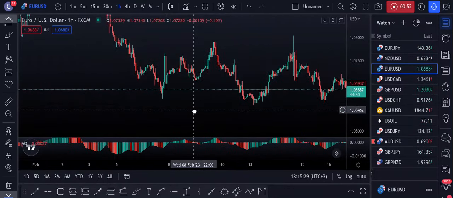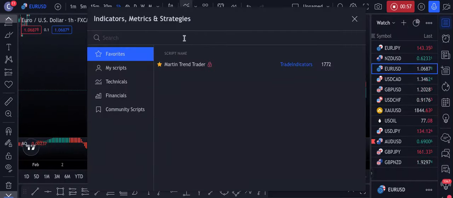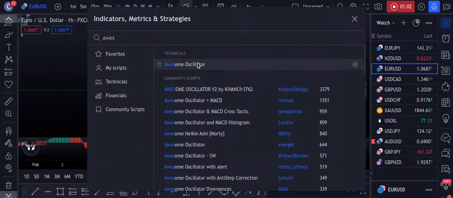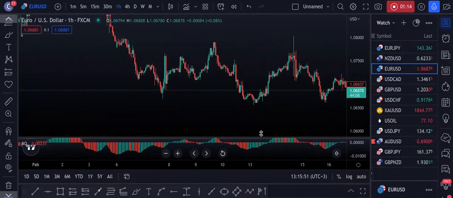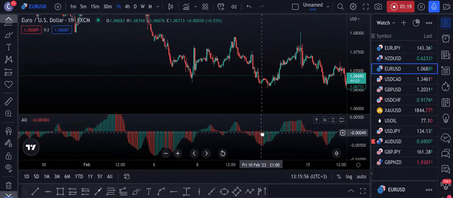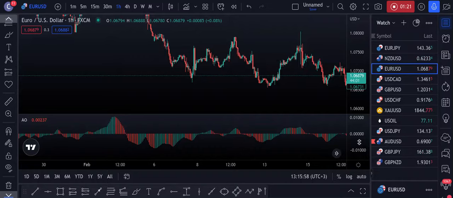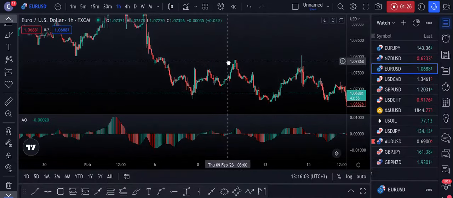What you want to do is go and look for this indicator called awesome oscillator. By typing in awesome oscillator, you can find it on TradingView. It's there also on MetaTrader 4, even MetaTrader 5. I already have the indicator on my chart, right over here. What this indicator does is measure the strength of the trend. I'll give you an example.